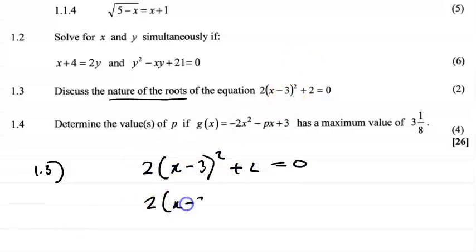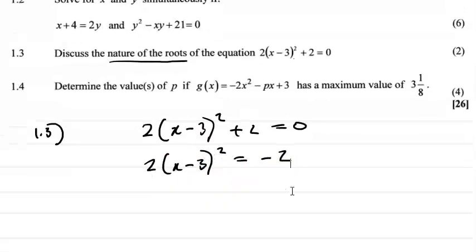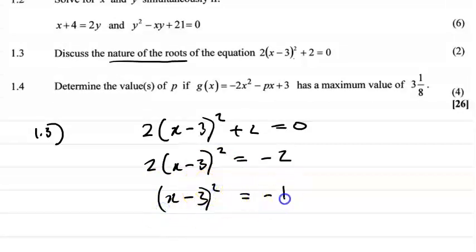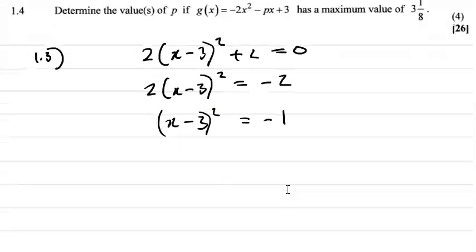Therefore, 2 into x minus 3 all squared equals minus 2. And here now, if we divide both sides by 2, we're going to get x minus 3 all squared equals negative 1. Therefore, if we look at finding the square root of both sides, remember that we're going to get the square root of a negative number. And the square root of a negative number means that the roots are going to be non-real.